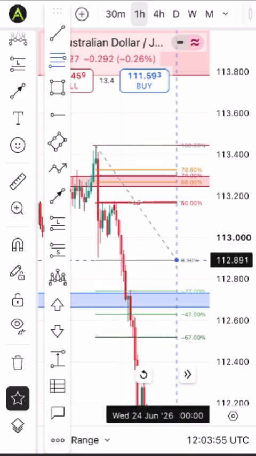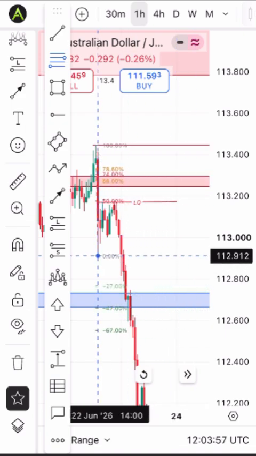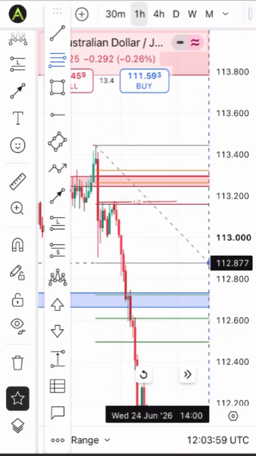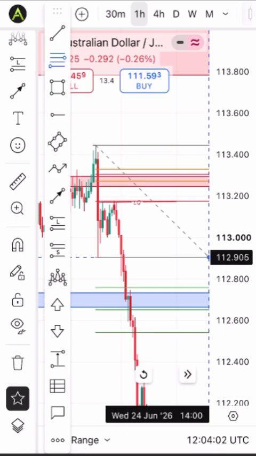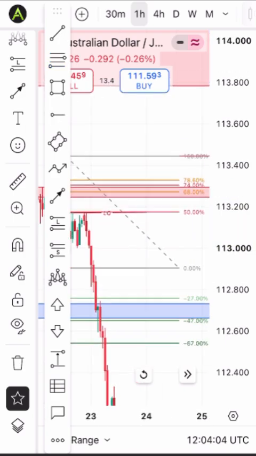So now we bring the Fibonacci tool from swing high to swing low, and this is the swing low we'll be working with, because that's the low that wanted to come and retest and form the right shoulder, but it didn't, it failed, right?